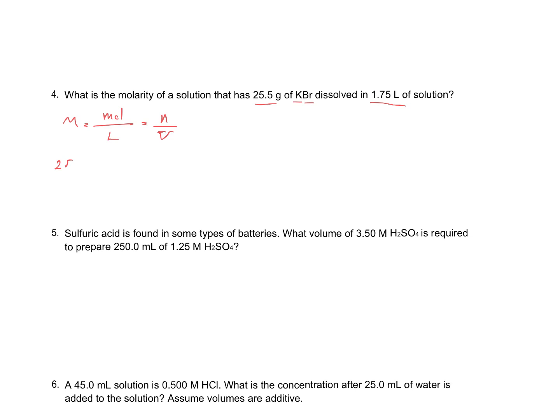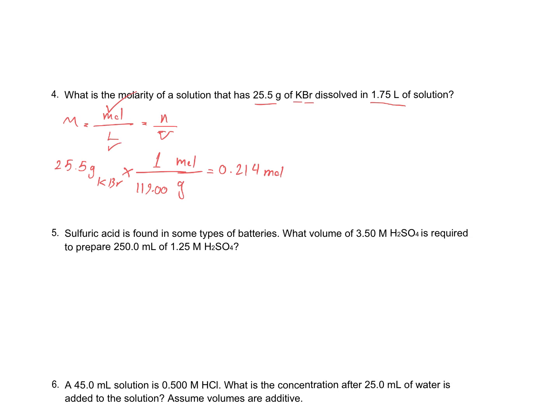So let's write it. We have 25.5 gram of KBr, and we don't want the gram of KBr, we want the moles of KBr. So we can use the molar mass of KBr, and the molar mass is 119.00 gram is 1 mole, and that is 0.214 moles of KBr.